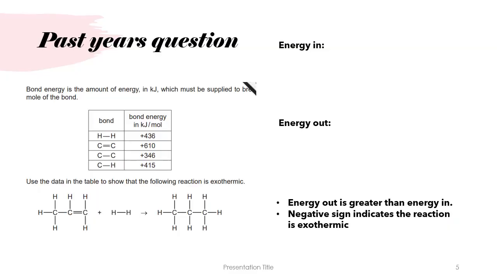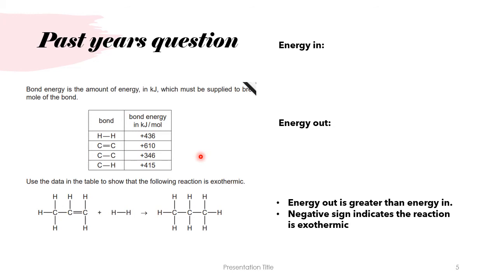So let's take a look at the past year's question. Kita terus tengok sajalah. Okay. Bond energy is the amount of energy in kilojoule which must be supplied to break one mole of the bond. Okay, so dalam soalan dia bagi dah kat awak jenis bonding dia dengan dia punya bond energy. Okay, use the data in the table to show that the following reaction is exothermic. So dia dah bagi tahu dah reaction ini adalah exothermic. Dia suruh awak buktikan sahaja. So untuk buktikan kita mesti kira energy changes.